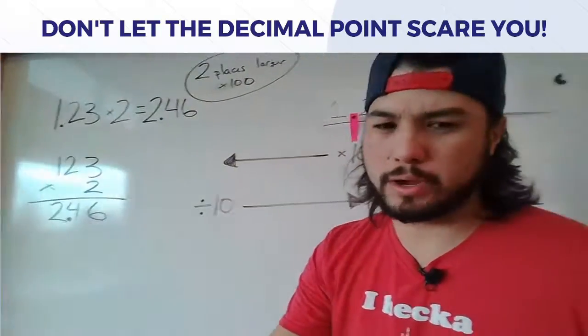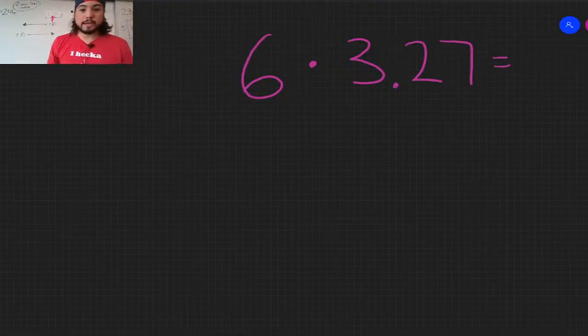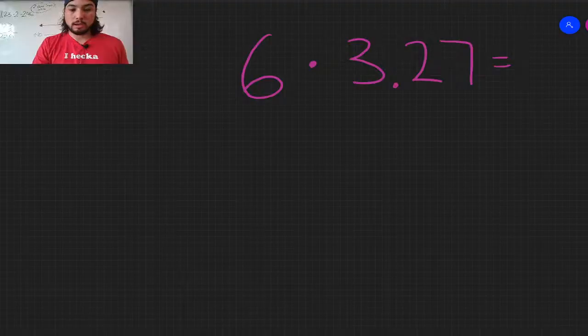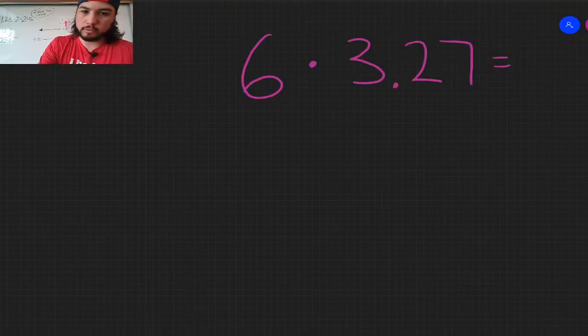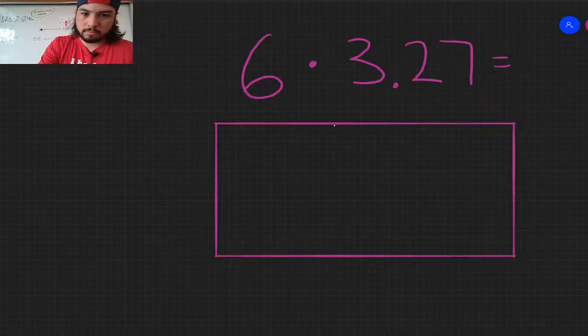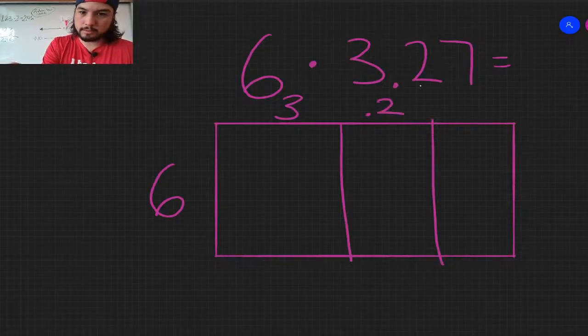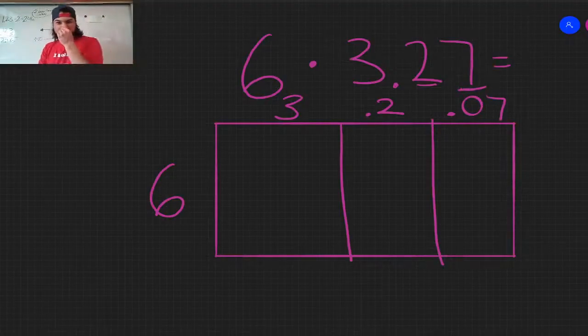Let's try a couple on the digital whiteboard. First one here, 6 times 3 and 27 hundredths. First we're going to do it with the area model, and then we'll do it with our shortcut. So 3 partial products, put our 1 digit on the side, then we have 3, we have 2 tenths, and then we have 7 hundredths. And do make sure they're in hundredths.